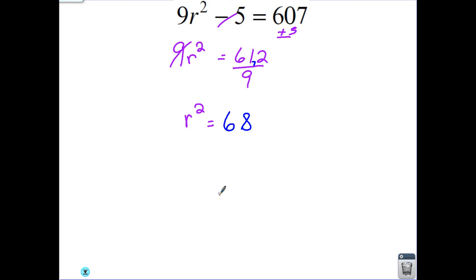One more time, Nicole, how do I get rid of the square? What do I do for the other side? Good, and plus and minus as well. Plus and minus the square root of 68, don't circle. All right. Square root of 68 will simplify.